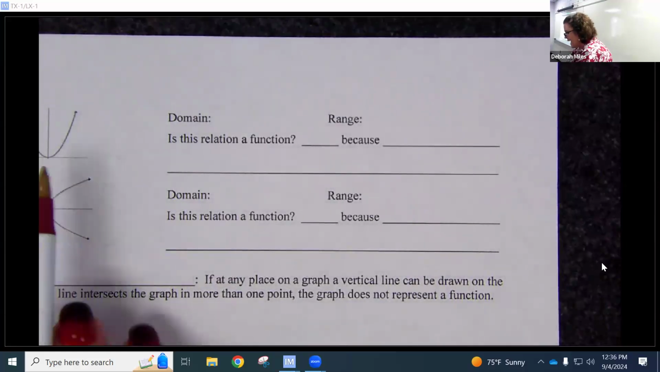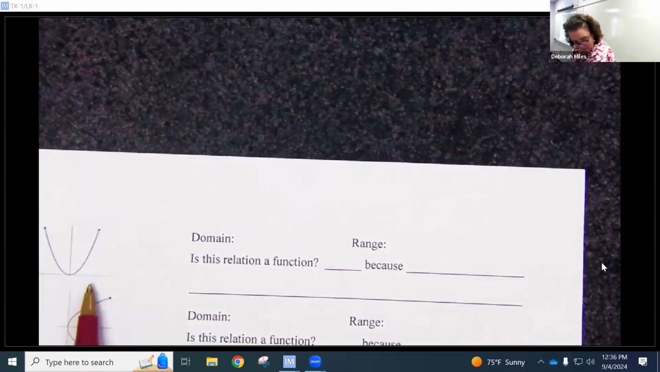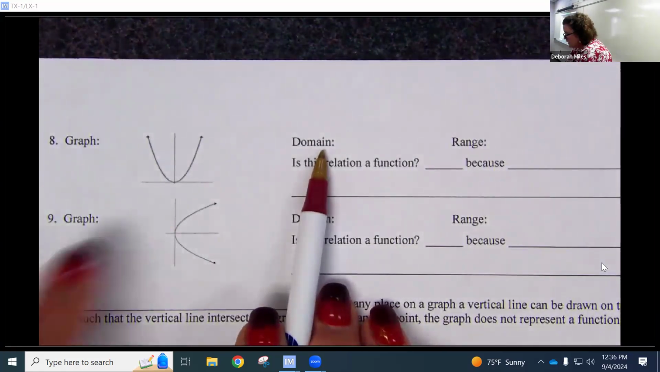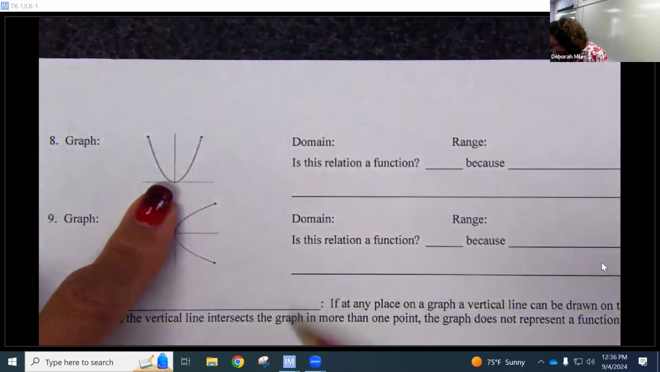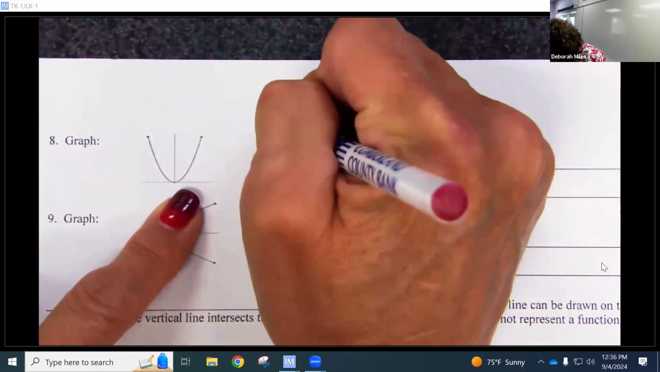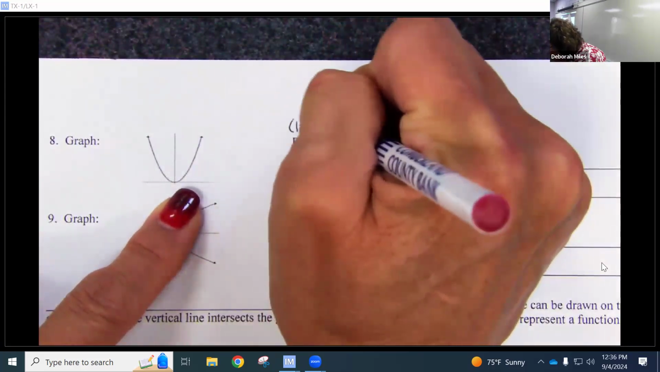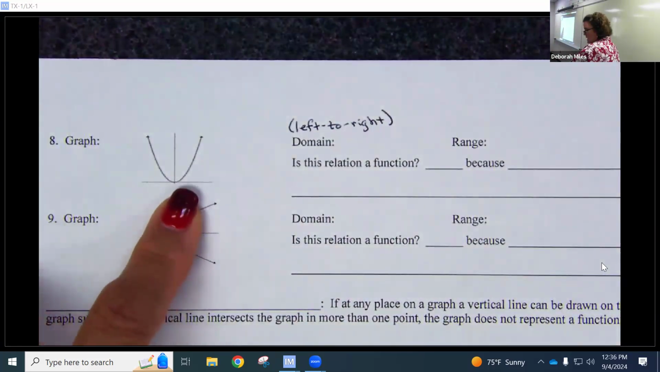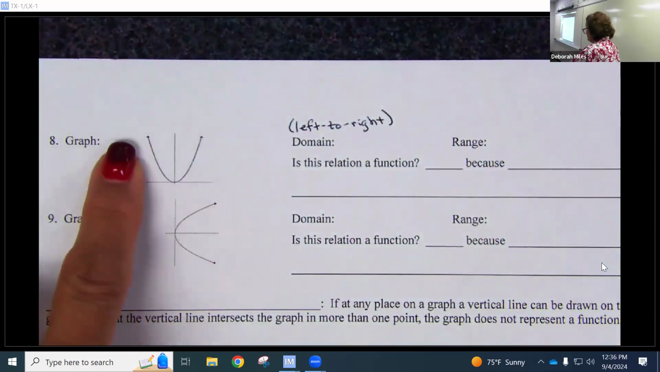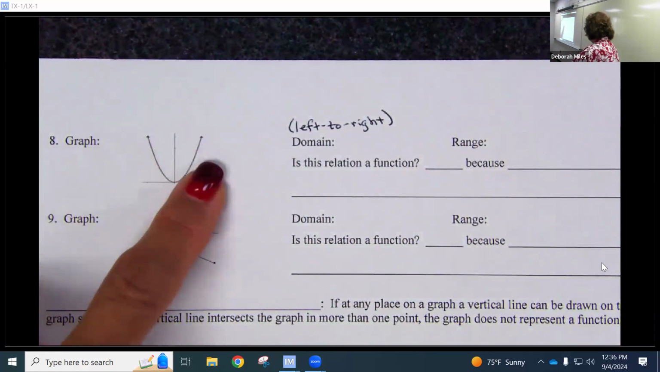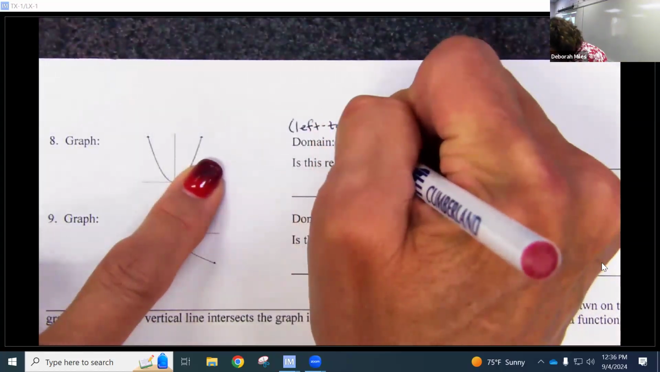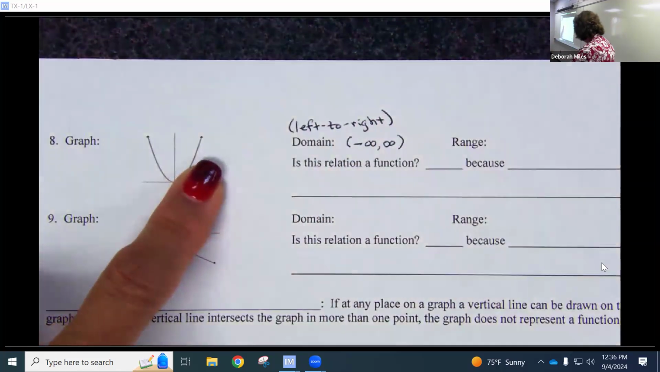What about when you're looking at a graph? When you're looking at a graph, domain is still your x's. But when you're looking for x's on your graph, you're really looking at how far does this graph go left to right, because that's what your x values tell you. How far does that graph go to the left? Forever. And how far does it go to the right? Forever. Its domain, this function is defined from -infinity to infinity.